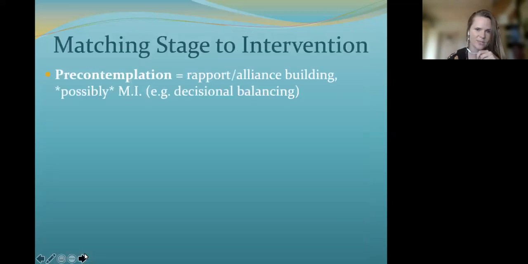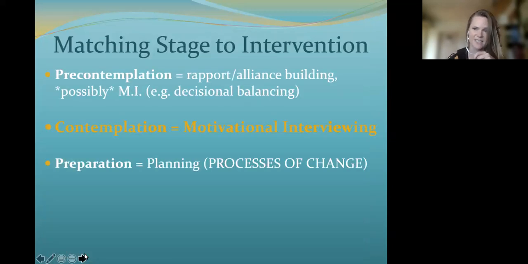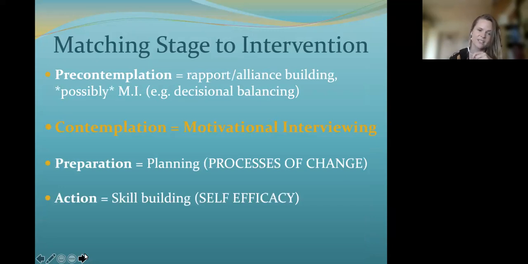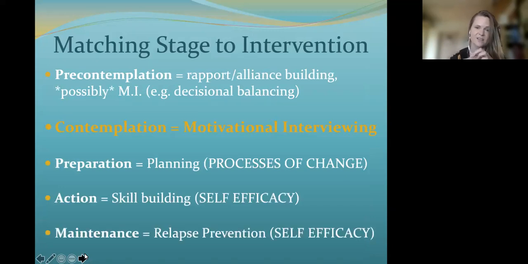So looking more closely at how these stages match to interventions, pre-contemplation: the main intervention there is rapport and alliance building. You really don't want to scare people off when their commitment is already very thin to treatment. So really at most, you might use a little sprinkling of MI here, but you'd want to be very conservative. A typical intervention here would be decisional balancing, where you go through a sort of pros and cons list.